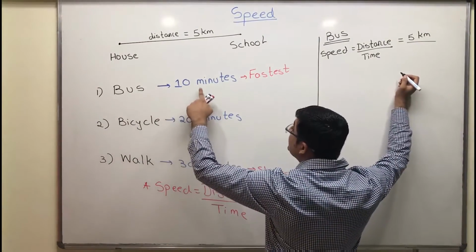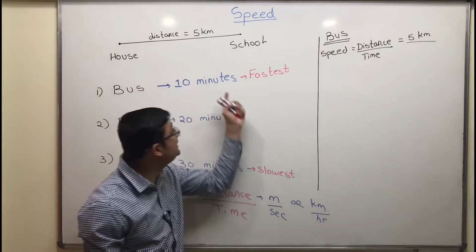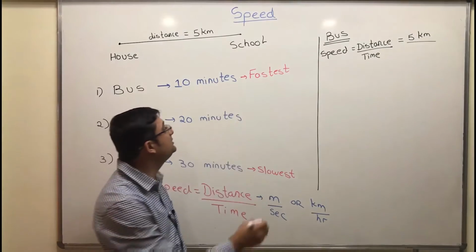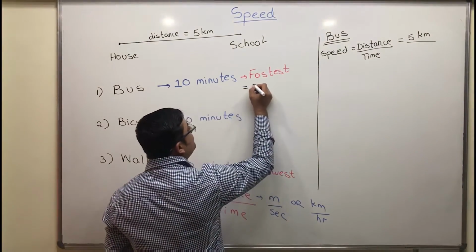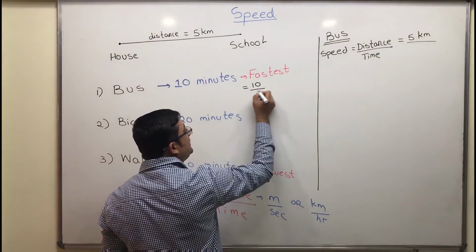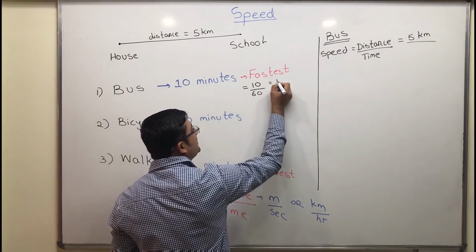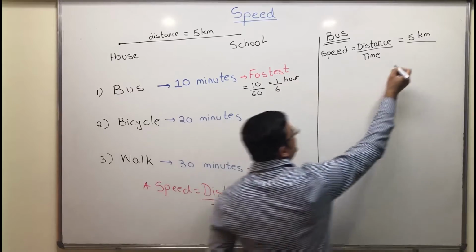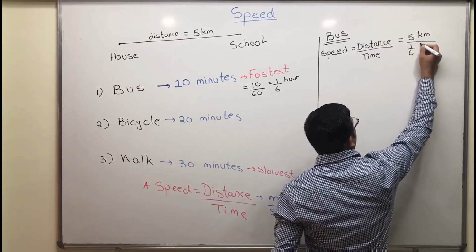What is the time the bus takes? It takes 10 minutes. Now see, here the unit is minutes. I want it in hours. So we'll convert minutes to hours. How do we convert minutes to hours? Divide by 60. So 10 minutes divided by 60. So this is basically 1/6 of an hour. Is this clear? So I write this value over here, 1/6 of an hour.